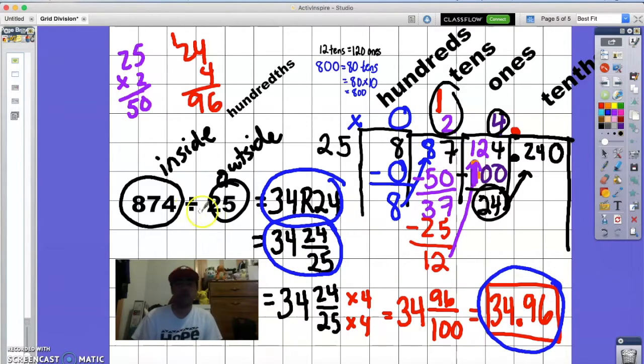Alright? Hopefully, grid division is helpful for you if you don't like using the other ways, like the standard algorithm or partial quotients. Hopefully you find a way that works for you, but for many people who struggle with long division, I would suggest using grid division because I feel like you can see the steps a little more clearly than traditional. But again, find the way that works for you.